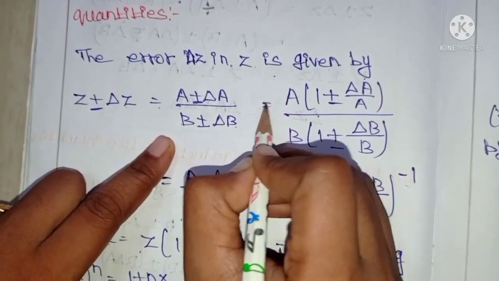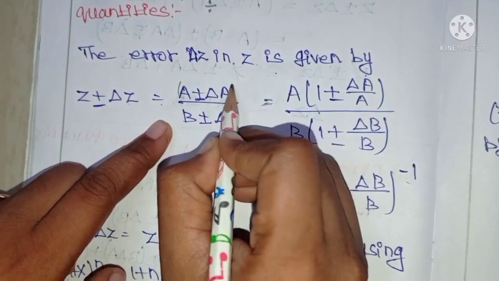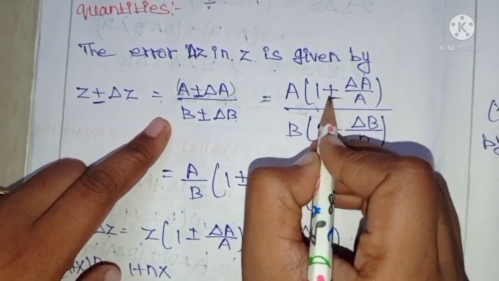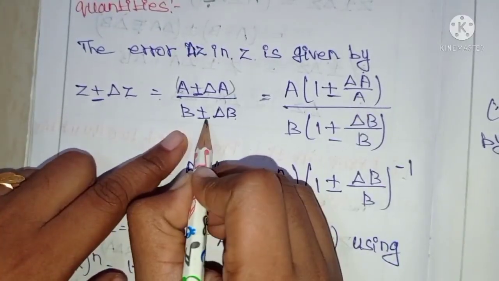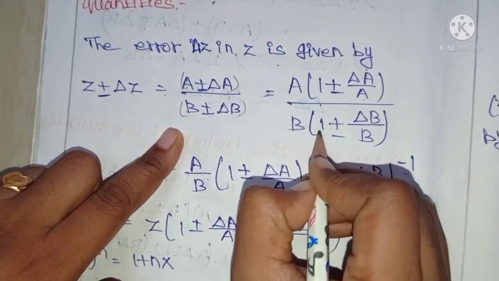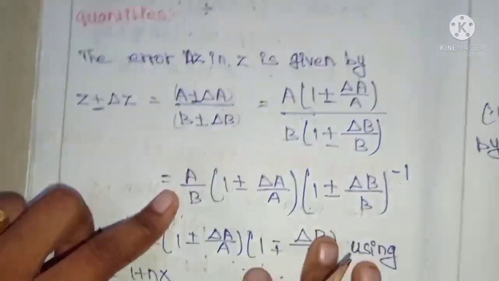This is expanded as here. In this equation, we are taking a as common. So, a of 1 plus del a by a. And here we are taking b as common. So, b of 1 plus del b by b.